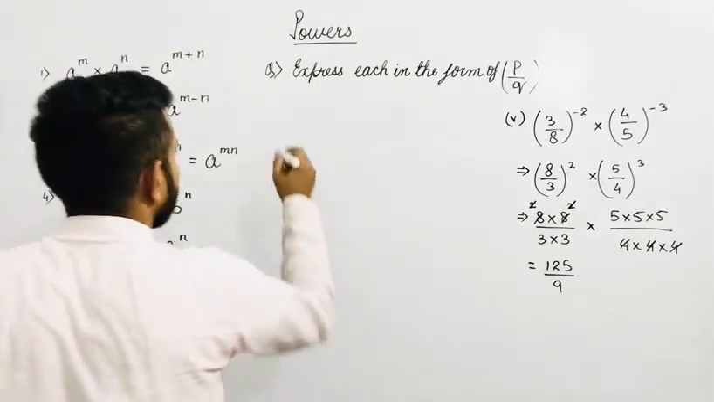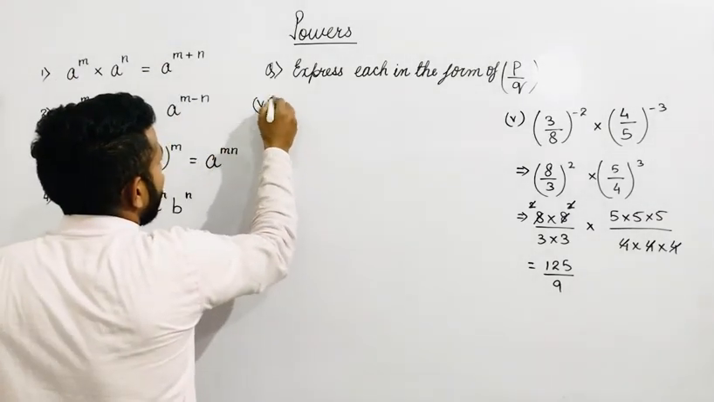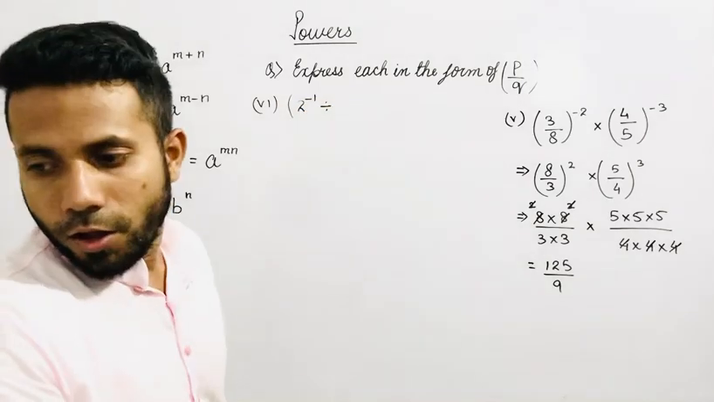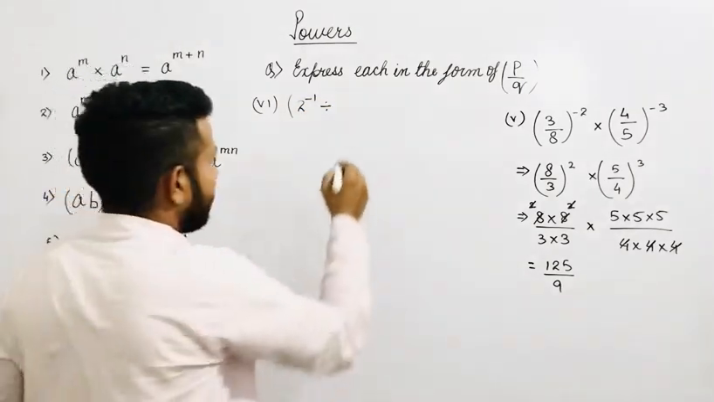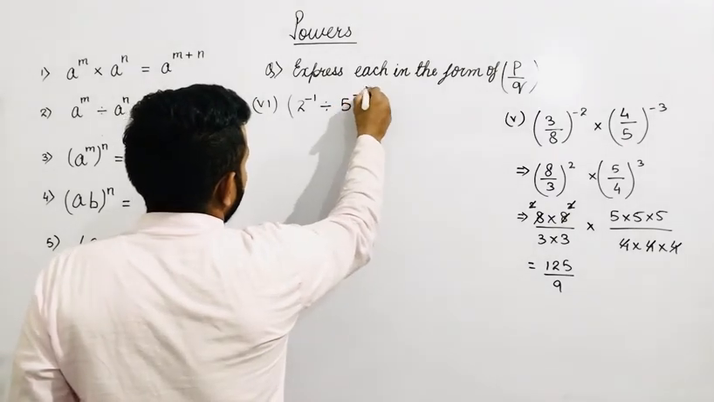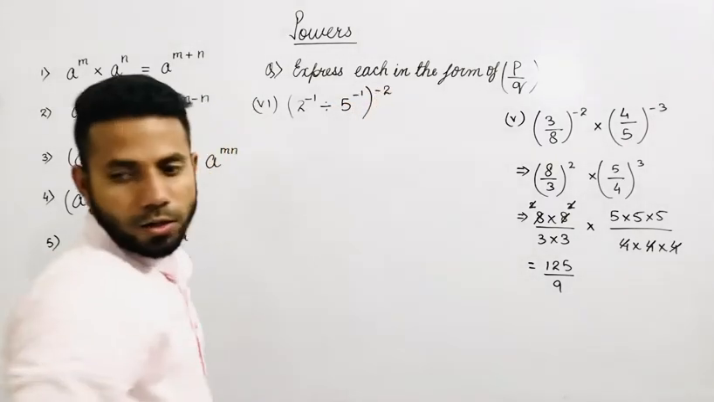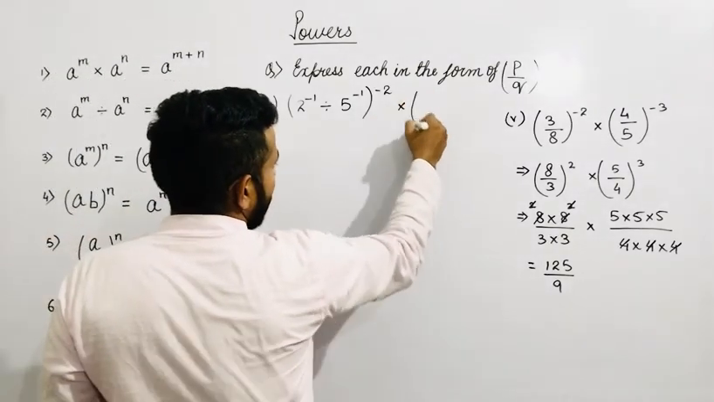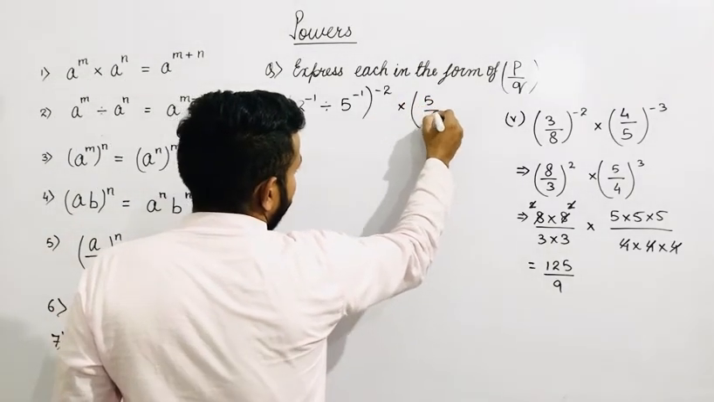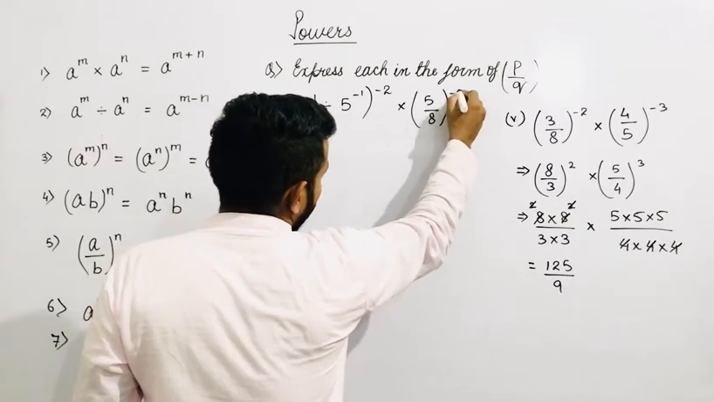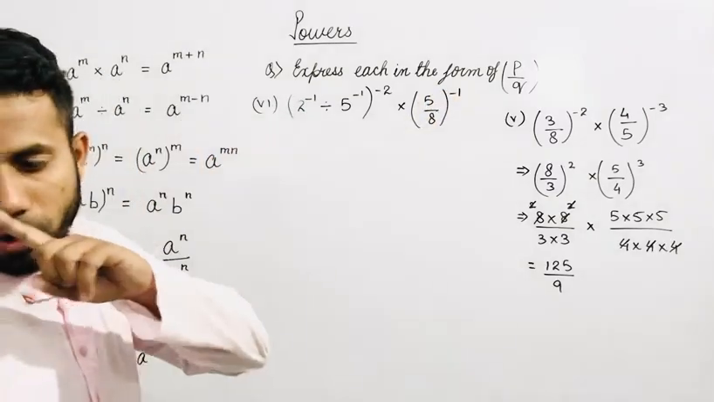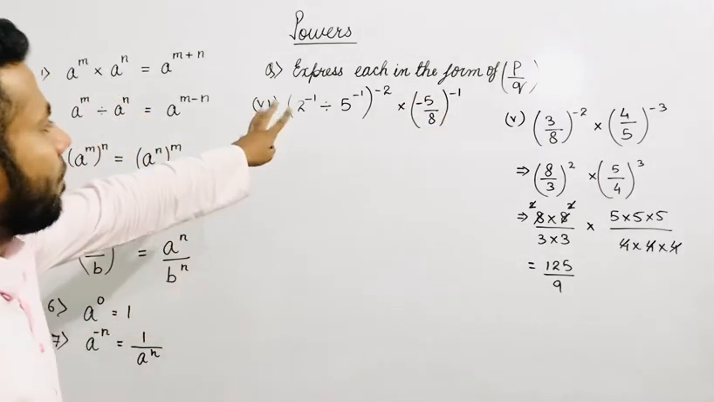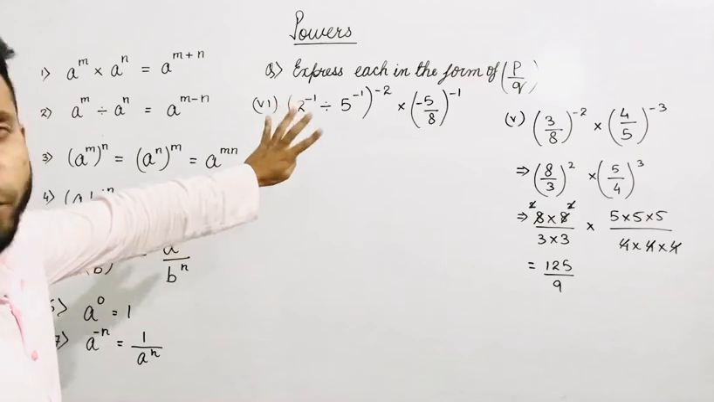It is the sixth one. It is 2 to the power minus 1 divided by (5 to the power minus 1) to the power minus 2, into (5/8) to the power minus 1 into (5/8) to the power minus 1. So you have to solve this question. This is what we need to solve.